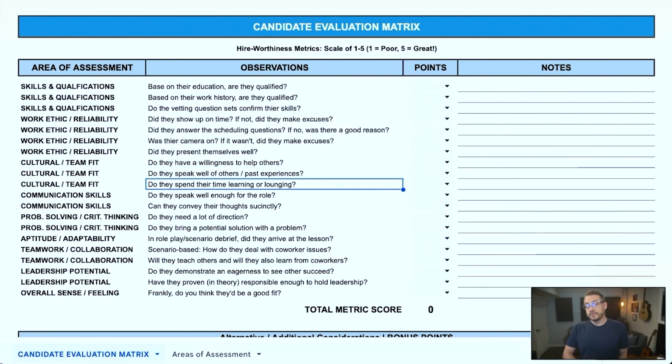So do they spend their time learning or lounging? Now here's the deal. It's okay if you spend your time lounging around, right? But at some point, any time in your day off or any time on a vacation or whatever you're doing, do you have a desire to learn? Not even just about the role that you're interviewing them for. That's my take on this.